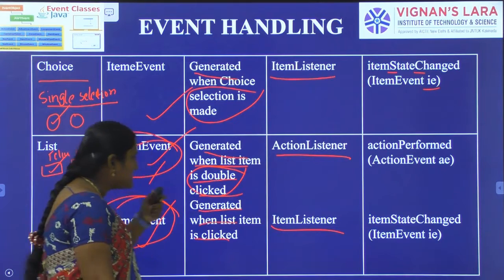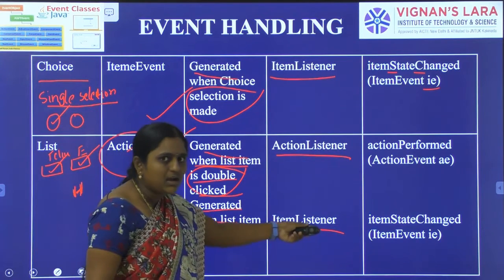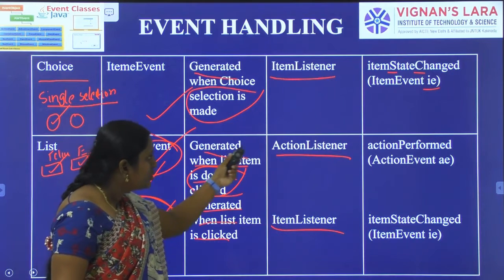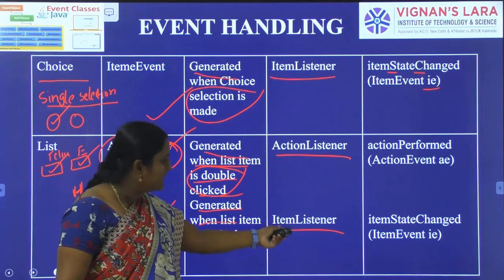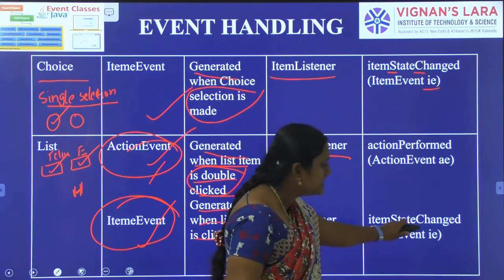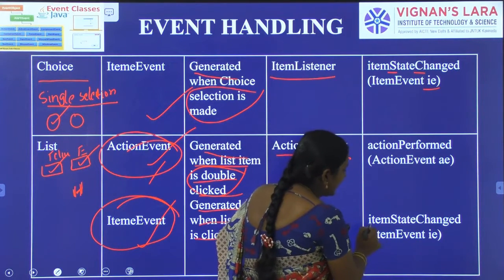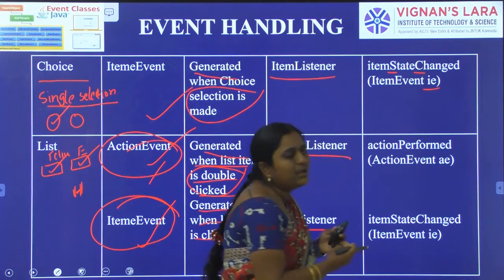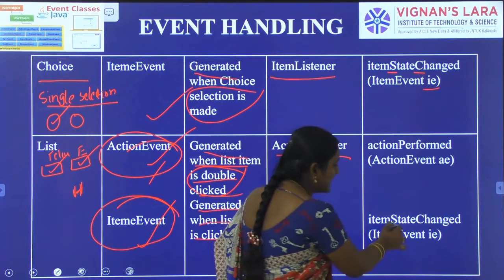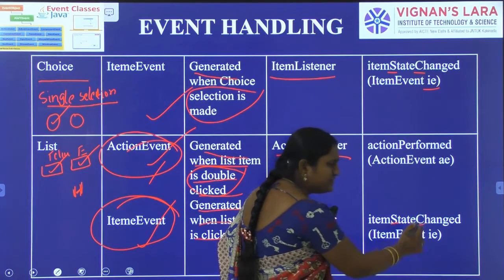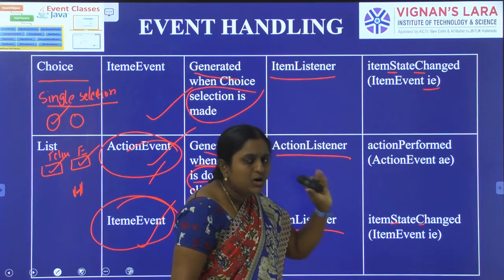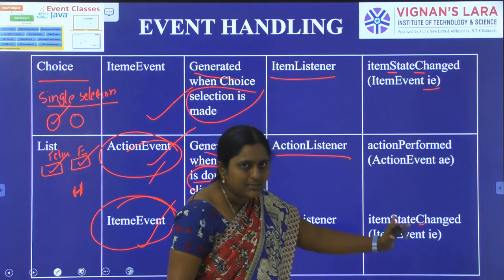So coming to the next one. In a similar way, whenever a choice or list selection is made, two listener interfaces handle the events. ItemListener defines one method, the itemStateChanged method. According to the naming rules, if a method has 2 or 3 words, the second word's first letter and the third word's first letter, and if a fourth word is there, its first letter as well, should start with an uppercase letter. It is the naming rule.